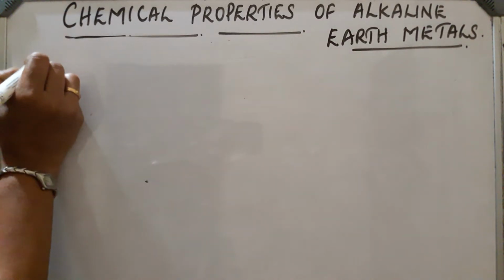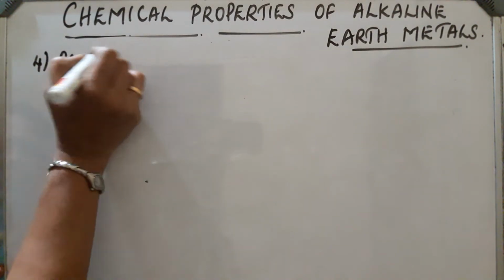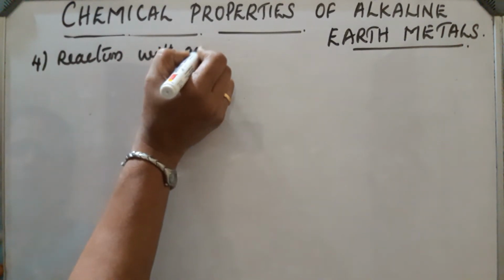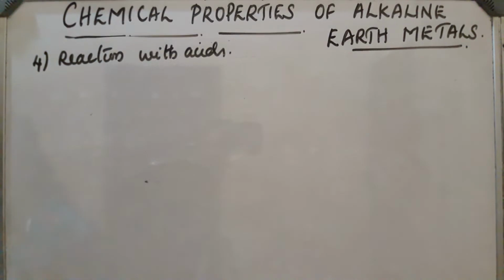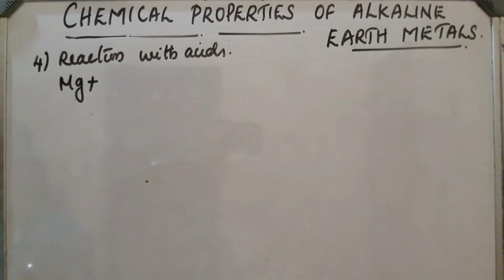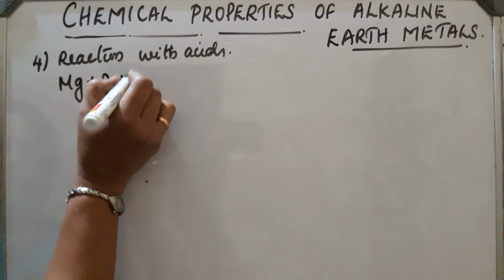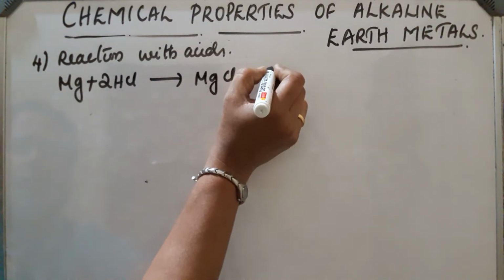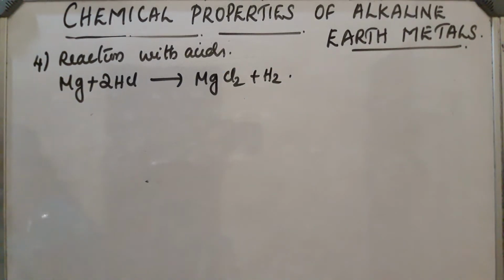First, reaction with acids. All metals react with acids, and beryllium reacts too, but it reacts slowly. Magnesium, for example, with HCl, hydrochloric acid, forms MgCl2 plus H2. Next, reaction with bases.